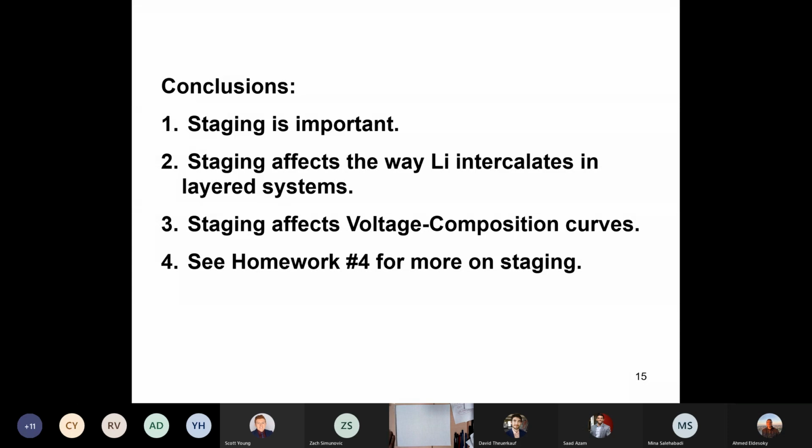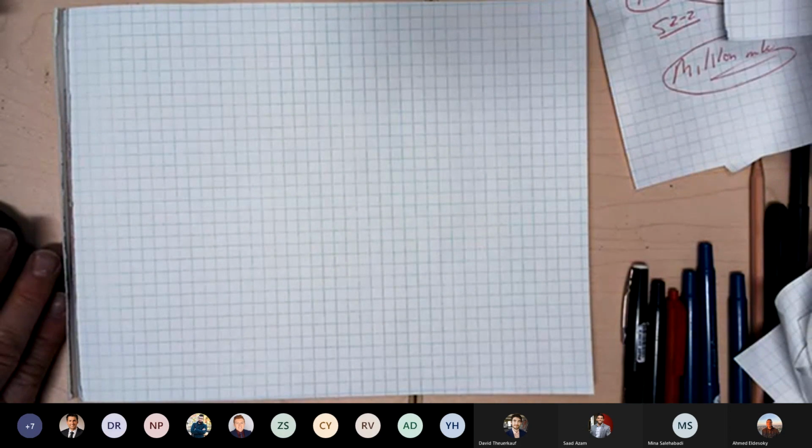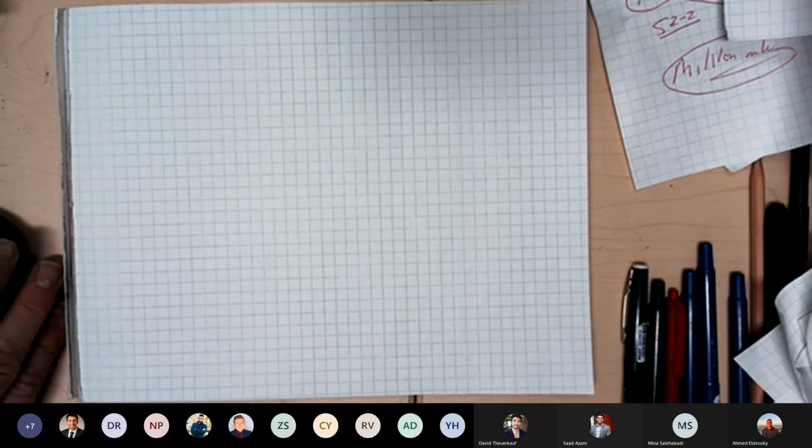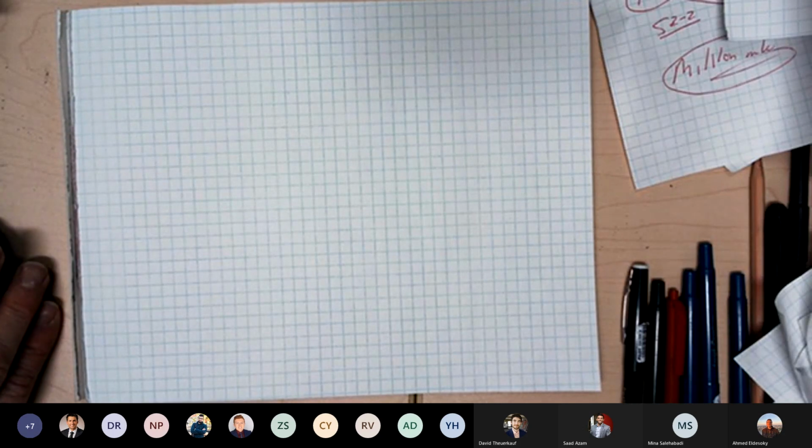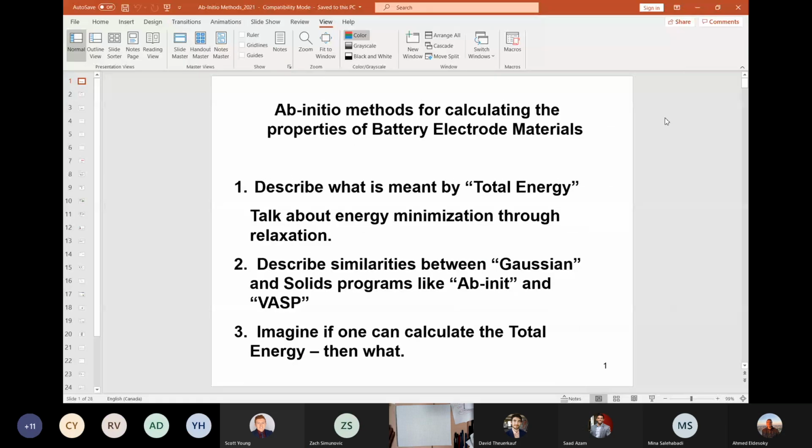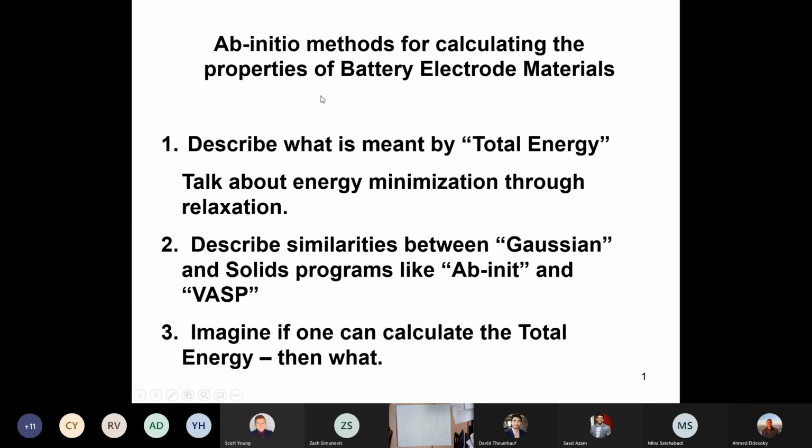Okay, so any questions about staging before we move on to the next part of the course? All right, I hear no questions. Okay, so I'm going to change to a different PowerPoint, which for some reason is not showing up. There it is. Okay, can you see this new PowerPoint? It's the one I emailed you this morning. Yes. Yep. Okay, good, thanks.